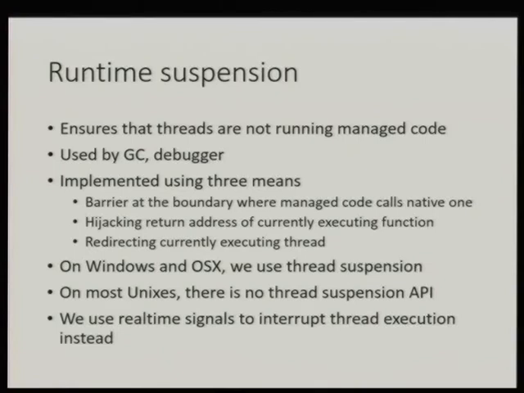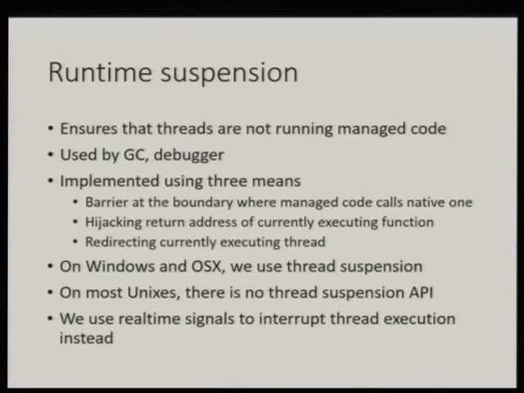For certain functions, this wouldn't work very well, because just imagine a function that has a long loop, and you don't really want to wait until the loop ends for the GC to kick in. So for these functions, we redirect the context of the thread immediately to our function. But this function has to be specially prepared for that, so you can actually do it. On Windows and also on OS X, we use the thread suspension for that.